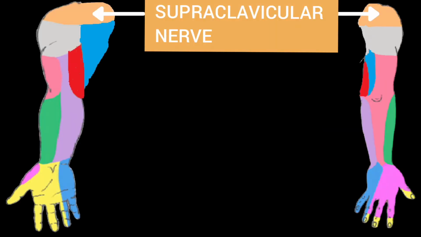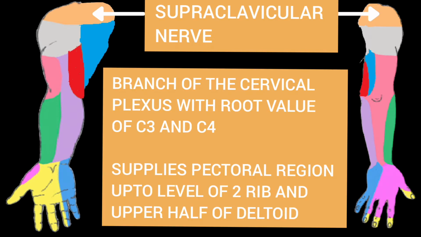The supraclavicular nerve. It is a branch of the cervical plexus with a root value of C3 and C4. It supplies the pectoral region up to the level of second rib and the upper half of the deltoid. The orange color area represents the area supplied by the supraclavicular nerve.